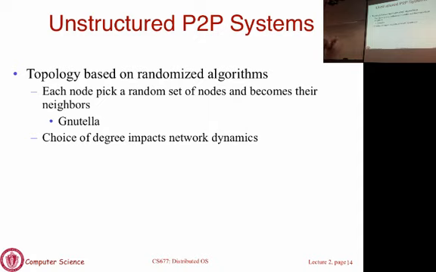So typically when a query goes in, what you do is you flood, but you flood with some limits. Okay, so you say, I'm going to look for all nodes that are within a distance k from this node.